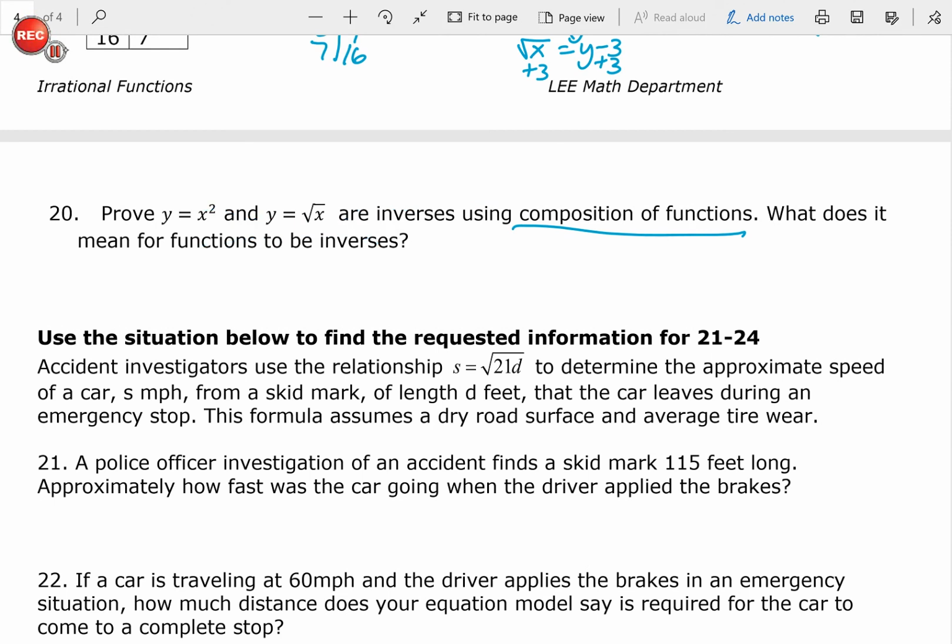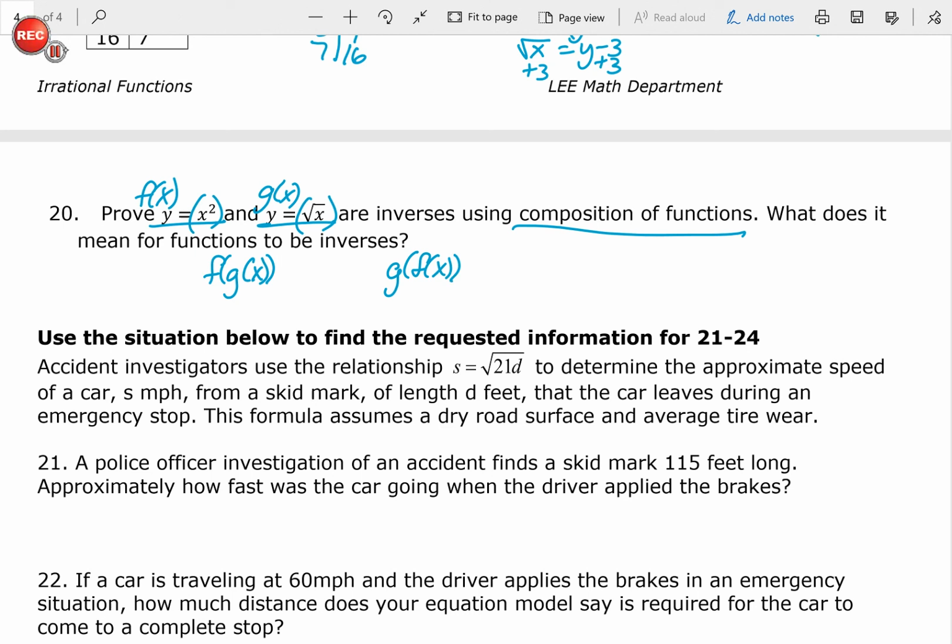Okay, and a composition of functions just means that we're going to substitute one in for another. All right, so if this was f of x and this was g of x, we would end up with f of g of x, which is just going to end up being g of x substituted inside f, and then we'd also end up with g of f of x, which means that we're going to have one equation inside of the other.